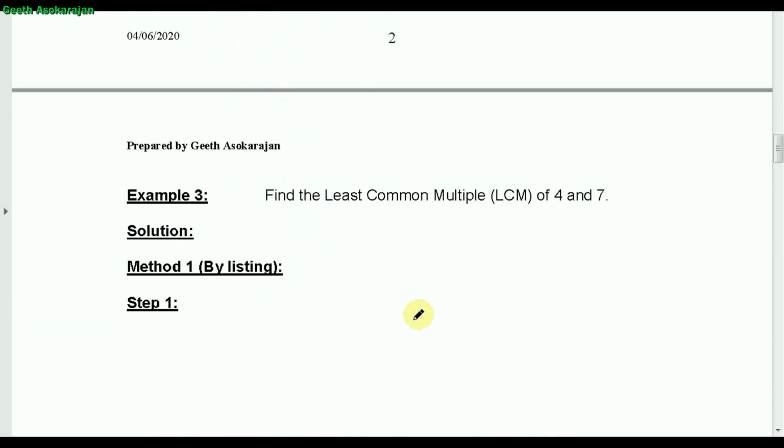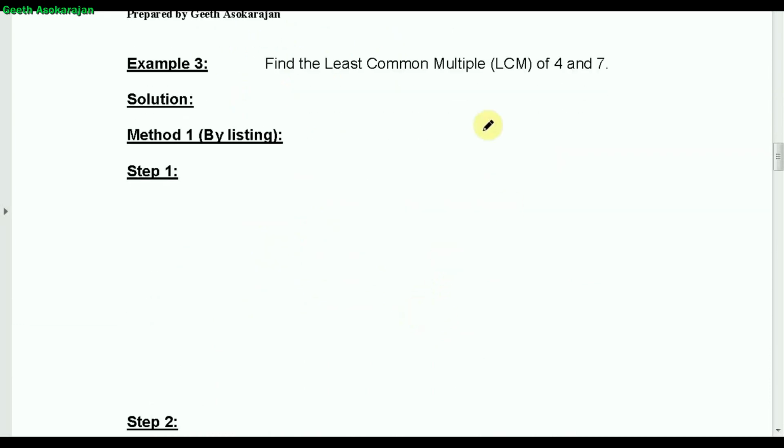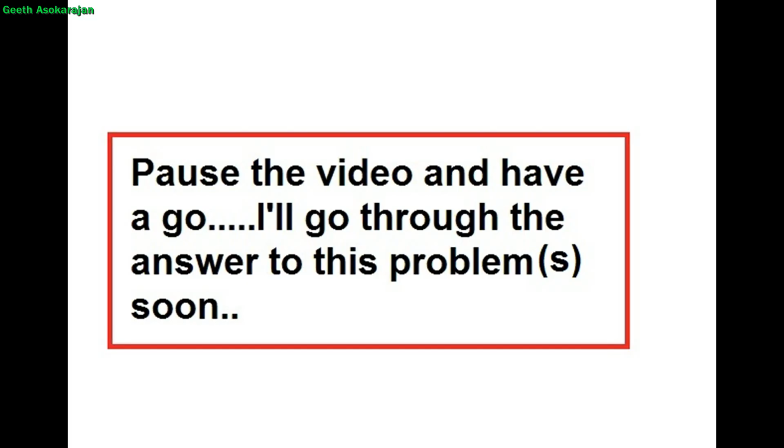Right, let's have a look at this one. Example 3. Find the least common multiple, or LCM, of 4 and 7.